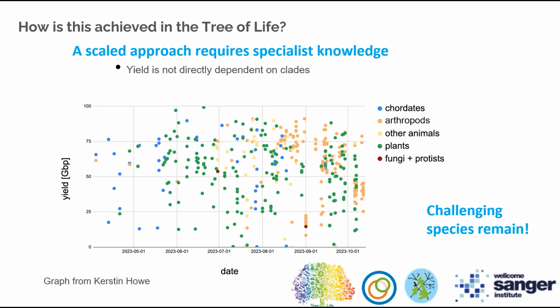Okay, so it also requires specialist knowledge. So here is that same data set, but this time it's split between chordates, arthropods, other animals, plants, and fungi and protists. And you can see, again, there's not a strong correlation. The yield is very variable. We do see lots of great sequencing. We also see some failures. So challenging species do remain. So within our extraction laboratory team, we have different specialists who focus in on the failures that we see to try and turn those around.